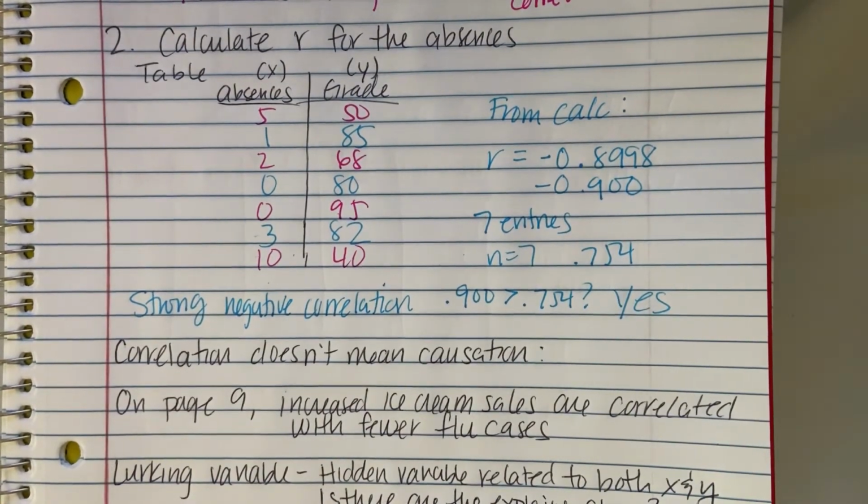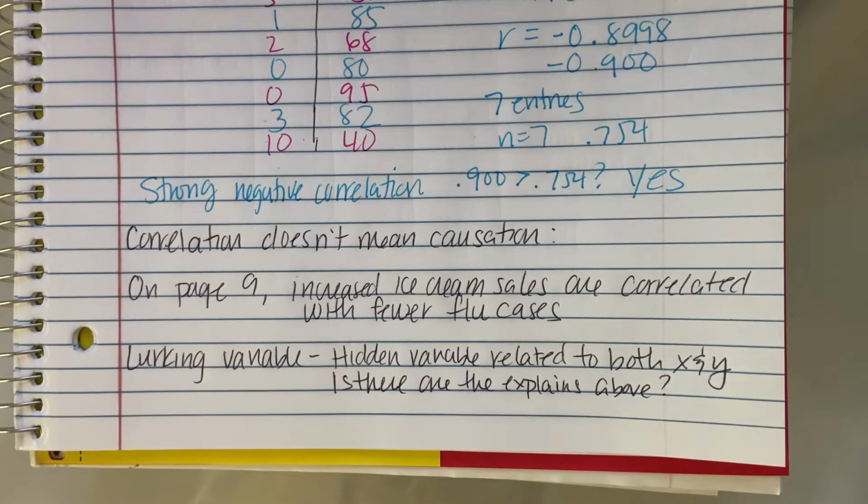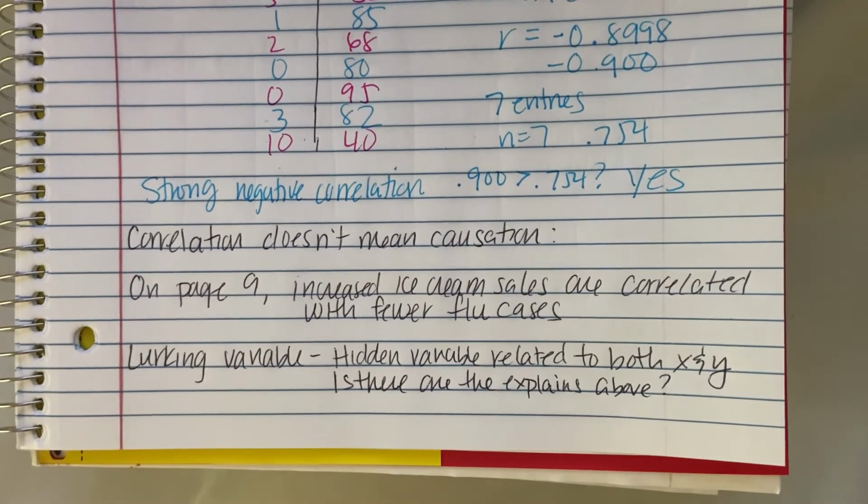So just remember that if it's negative, you're really taking the absolute value and comparing it to that critical value. Now, one thing to note, correlation doesn't mean causation. You're like, what does that even mean? Just because two things are related doesn't mean one causes the other. For example, on page 9, it shows a table with a negative correlation, which means ice cream and flu cases are negatively correlated based on our graph.